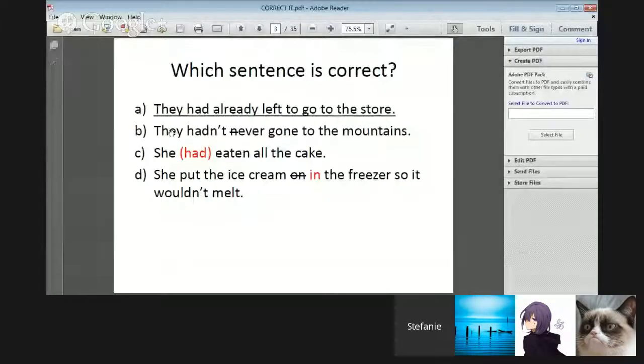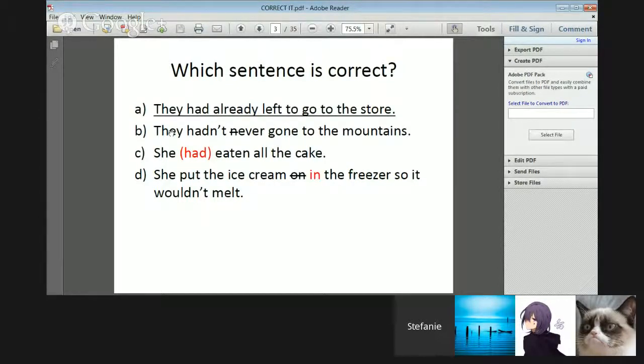Okay, Caesar, you are correct. We could either say on B, they had never gone to the mountains, or we could say they hadn't ever gone to the mountains. But you cannot say hadn't never because it's a double negative. Good. And then the second sentence, she eaten all the cake. Now, I wrote and read she had eaten all the cake, but we don't have to say had. We could say something else. What else could we say? Has. Yes, she has eaten all the cake. Good. Okay. And the last one. She put the ice cream on the freezer. It should be in the freezer.